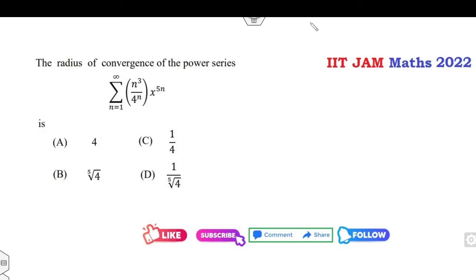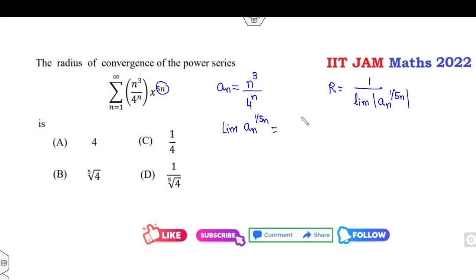The radius of convergence of this power series. Again, a_n is n cubed over 4 raised to the power n. So what is the radius of convergence? That is 1 over the limit of |a_n|. What is the power? 5n. So it is 1 over 5n. So I will firstly find a_n raised to the power 1 over 5n. So if you take a_n, it is n^(3/5) divided by 4^(1/5).